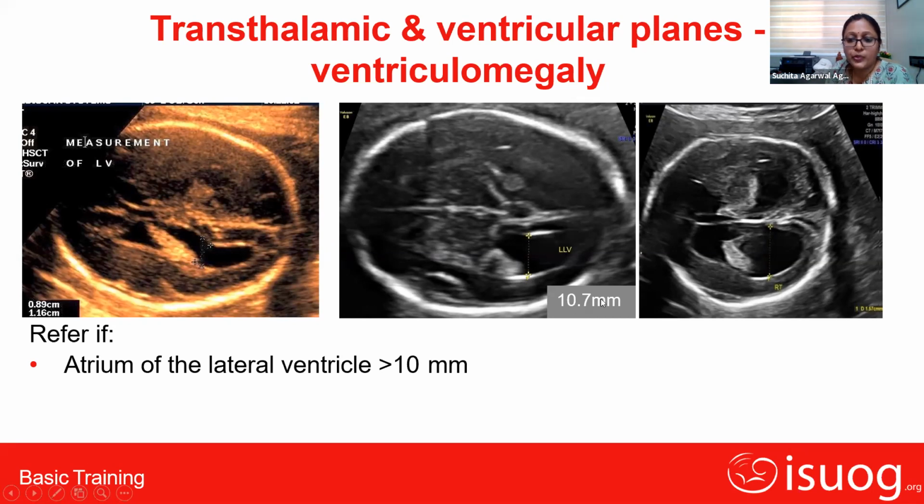So here it is 10.7. It means I'm dealing with a ventriculomegaly case. Here it is 16.7. So here, in addition to the dilation of the occipital horn, the frontal horns are also dilated. Again, the atrium of the lateral ventricle, if it is more than 10, then the patient has to be referred.